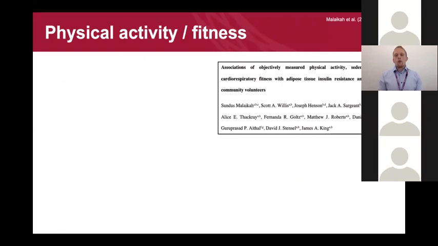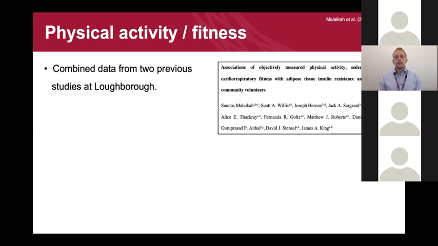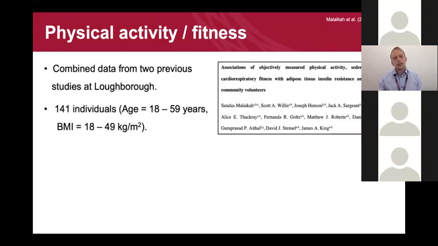So some of the research that we've been doing at Loughborough is looking at some of the relationships between our physical activity and fitness levels and these different storage locations and the adipose tissue insulin resistance, which I mentioned before. So this is a study which was recently done by one of our PhD students here at Loughborough called Sundus, and we're looking to publish these results over the next couple of months. So in this study, we combined data from 2 previous studies which we ran at Loughborough, and this was to create a larger pool of participants. So this ended up being 141 individuals, both males and females, with quite a large age range and also large ranges of BMI.